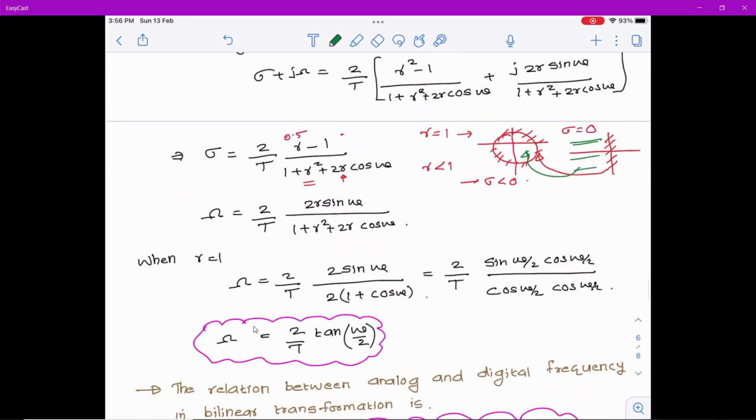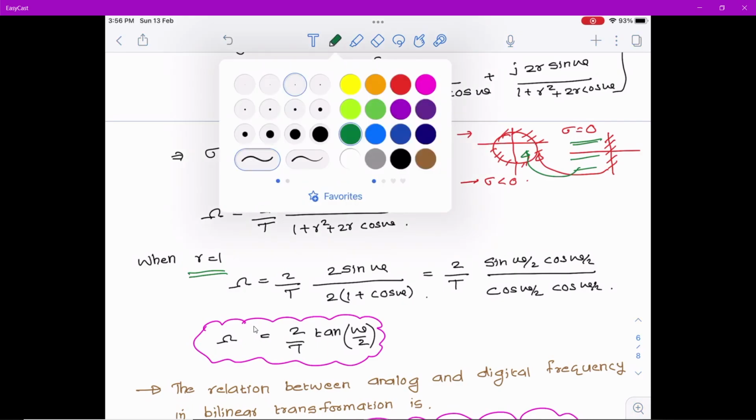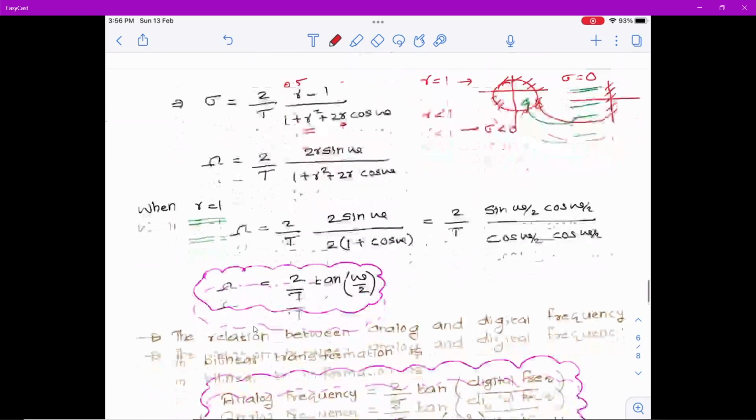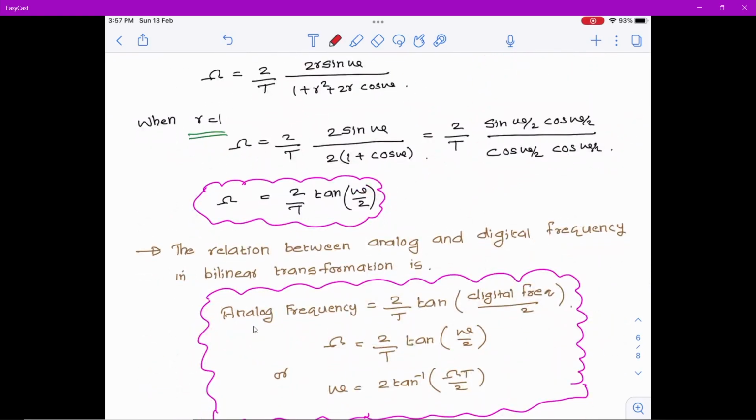Next, what is the relation between analog frequency and digital frequency? To find the relation, you put r equal to 1, which is basically evaluating on the unit circle, or just looking at the frequency response. When you put r equal to 1, the relation that you get is the analog frequency, capital omega, is equal to 2 by the sampling period into tan of the digital frequency by 2.